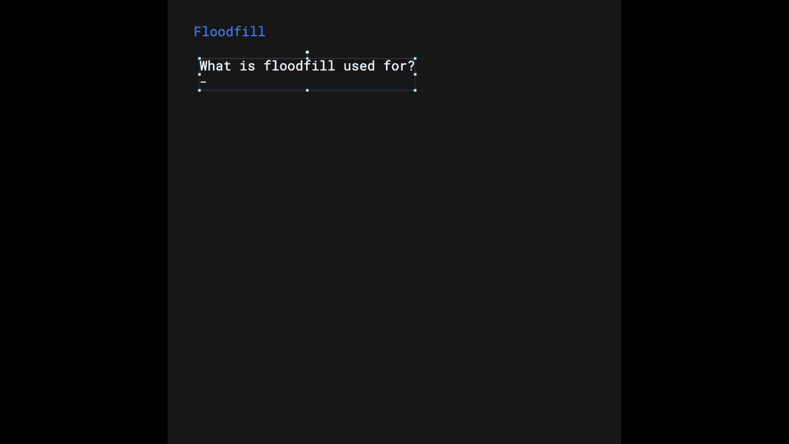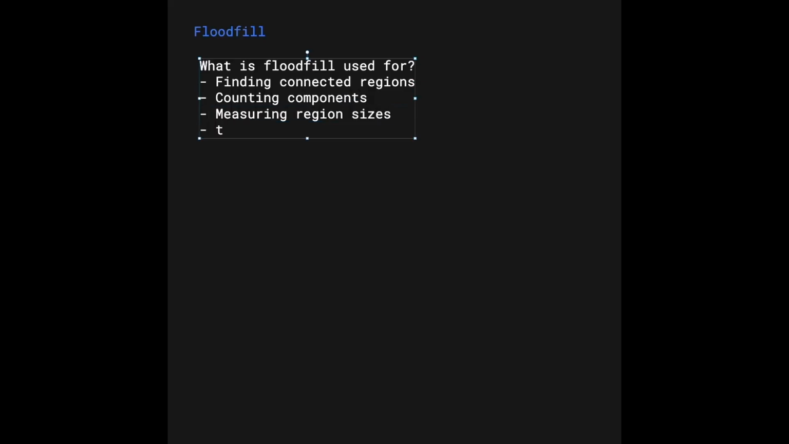Well, it can be used for finding connected regions, counting components, measuring region sizes, and maybe even testing connectivity. So finding connected regions, we just talked about that. You can see if one area in the graph is connected to another area in the graph, if during the flood fill you color it or mark it as connected.